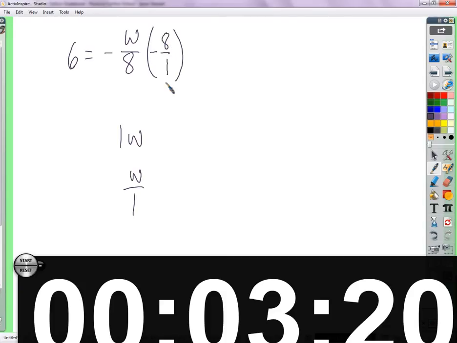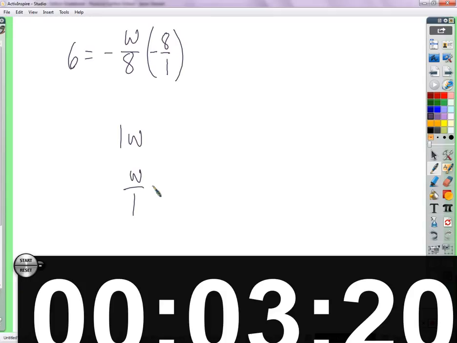Okay. So far, we're just messing around with the right side to see if we can get a w times 1 or a w divided by 1. Let's just see what happens on the right side, and if it works out, we'll do the same thing to the left side. Okay? We got a negative here times a negative. What's a negative times a negative? A positive. That's good. So we'll just say it's going to be a positive.